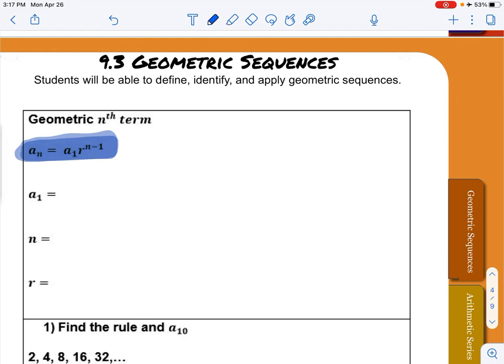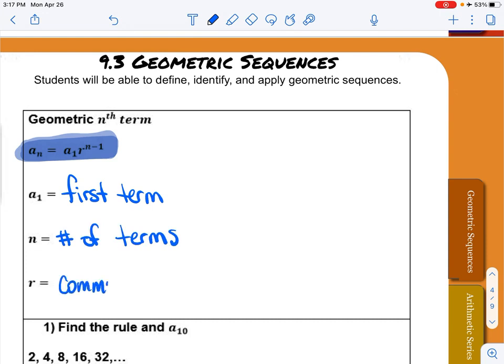Now, we need to know what each of these variables in our formula means. A sub 1 is always talking about our first term in our sequence. N is our number of terms. That's the term you're trying to solve for. And R is our common ratio. This is our only new one out of the three that we will discuss, okay?